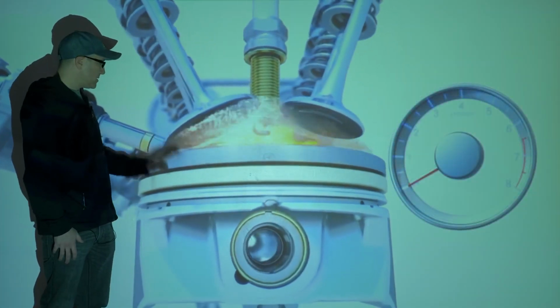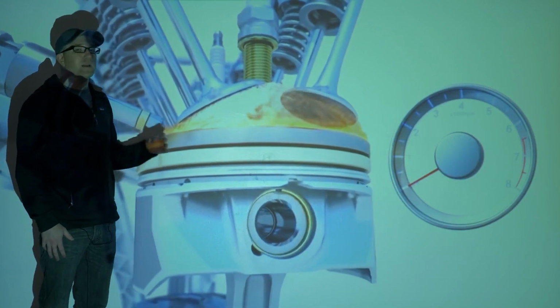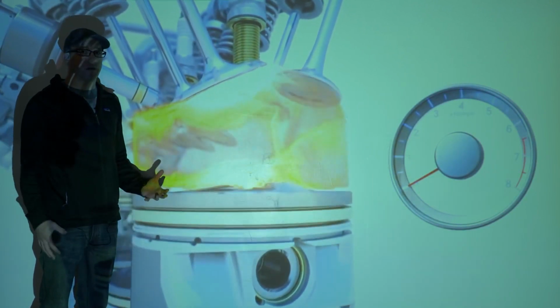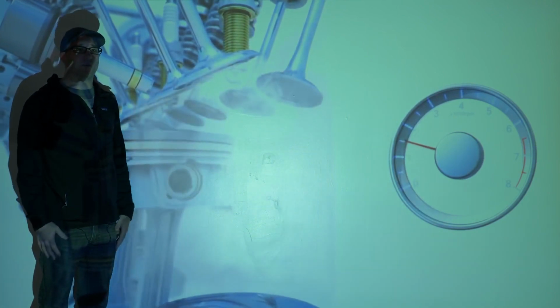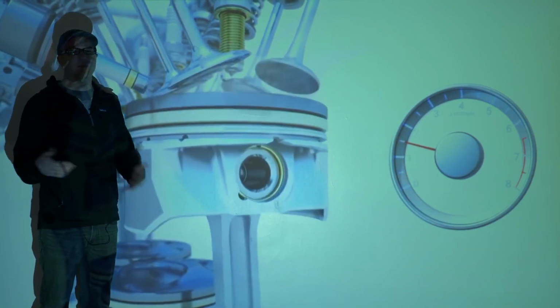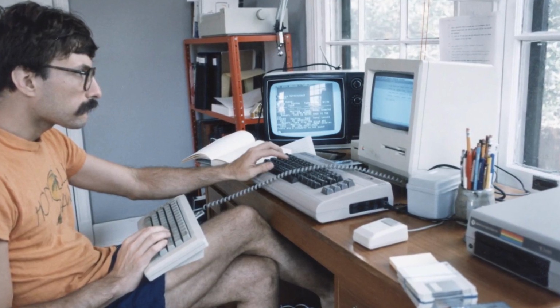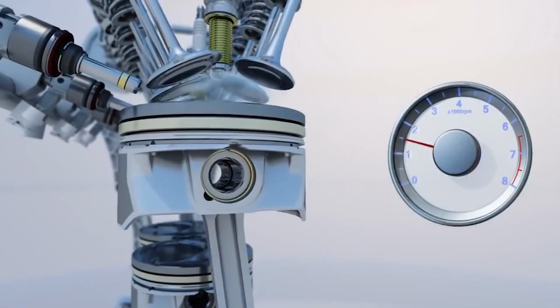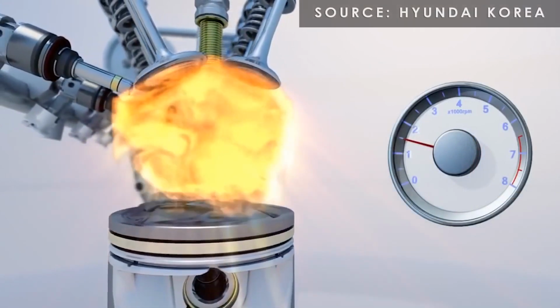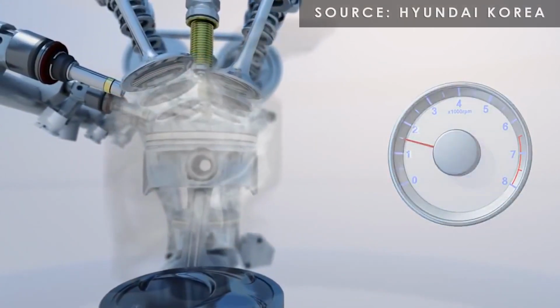So this fueling technology combined with modern ECUs or computers in cars has allowed manufacturers to do things they couldn't do before. Much like your smartphone, you used to have to walk around with a laptop or have a desktop computer. Car computers are so fast now that they're able to control specific areas of the combustion process. And that's what this is all about.